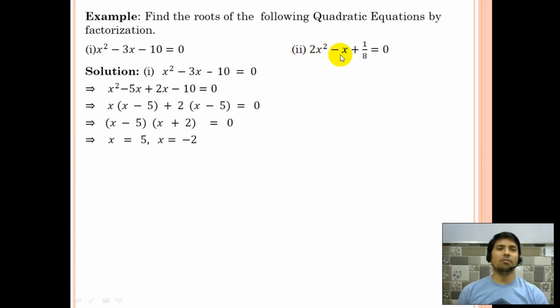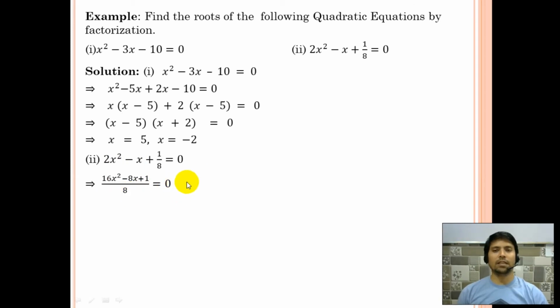To simplify, we will take the LCM of these terms. So we write the equation, then take the LCM. We multiply and divide by 8, so this is 16 upon 8 and this is 8 upon 8. Now taking the LCM, 8 comes common in the denominator of everything, so it becomes 16x square minus 8x plus 1 equals 0. Now 8 times 0 by cross multiplication gives 0 here. So our required quadratic equation becomes 16x square minus 8x plus 1 equals 0.